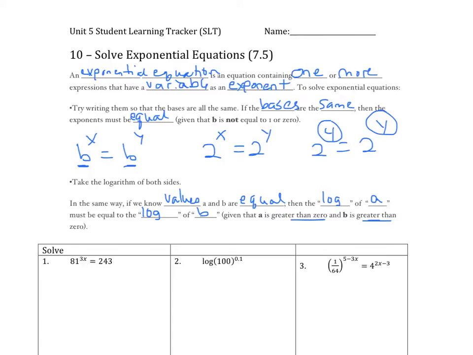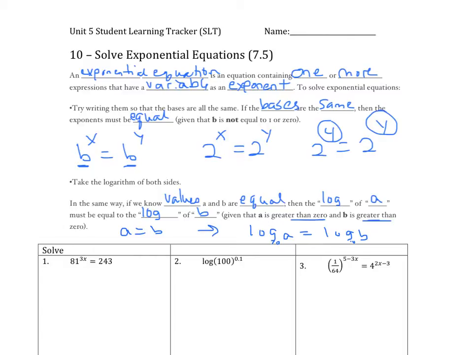So we know that if we have a equals b, then the log of a has to be equal to the log of b. But these are both log base 10, right, at this point? But can't we take the log with any base to make sure that we have what we need?